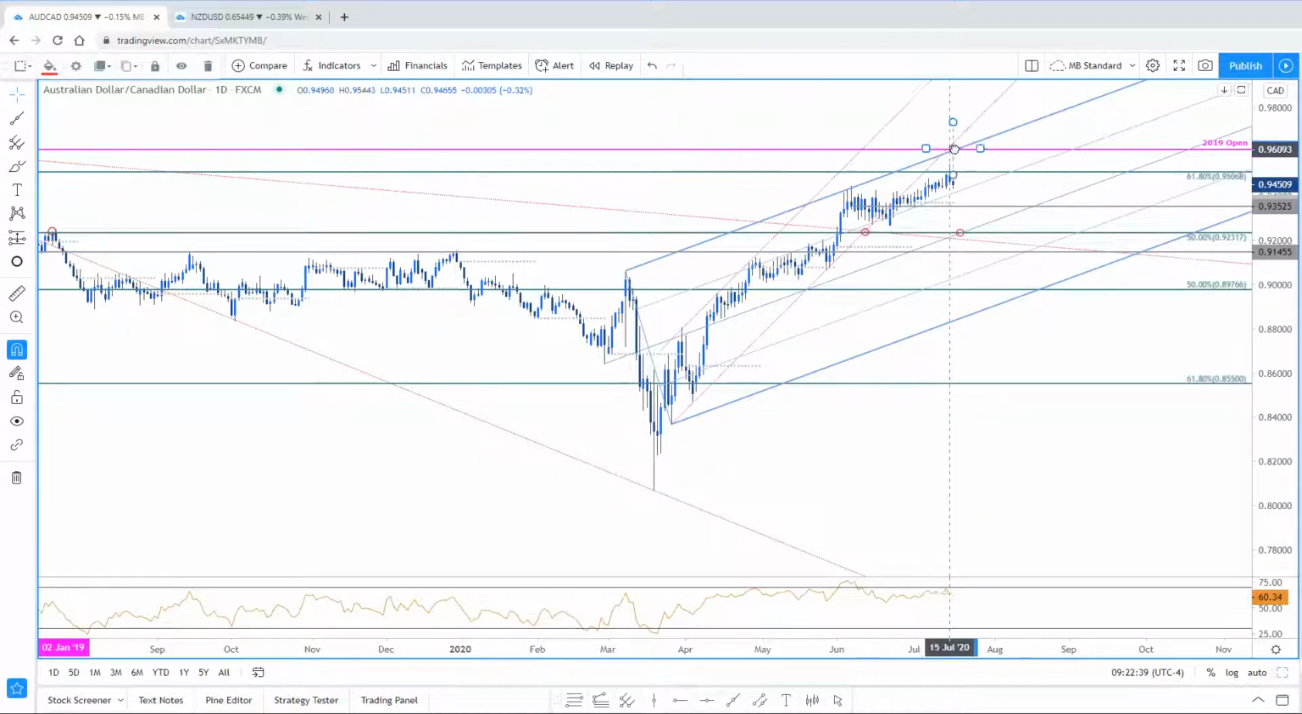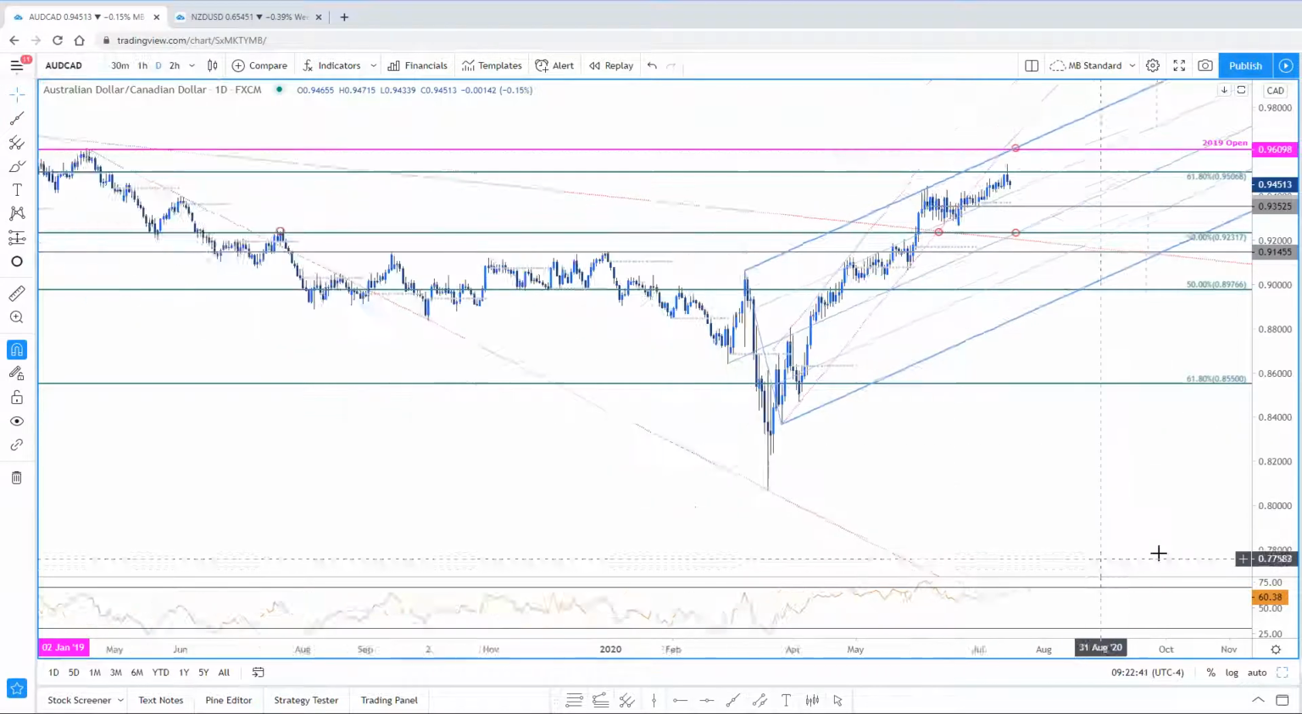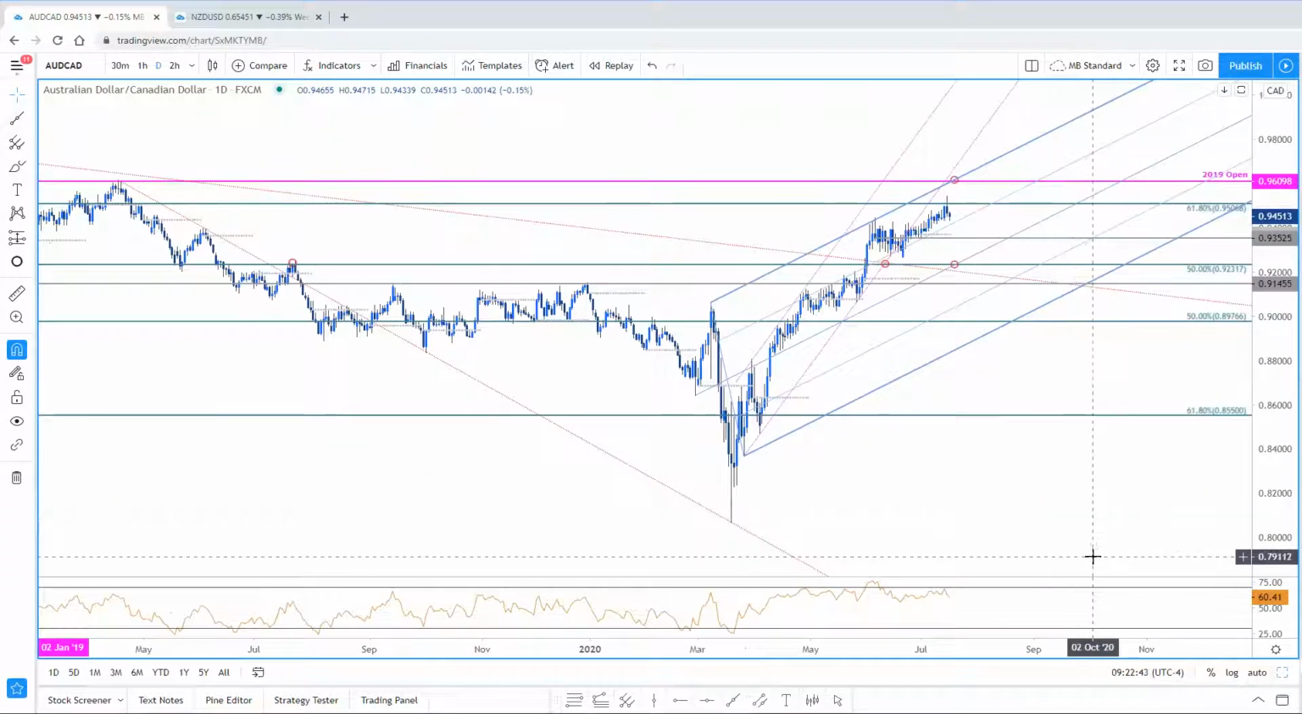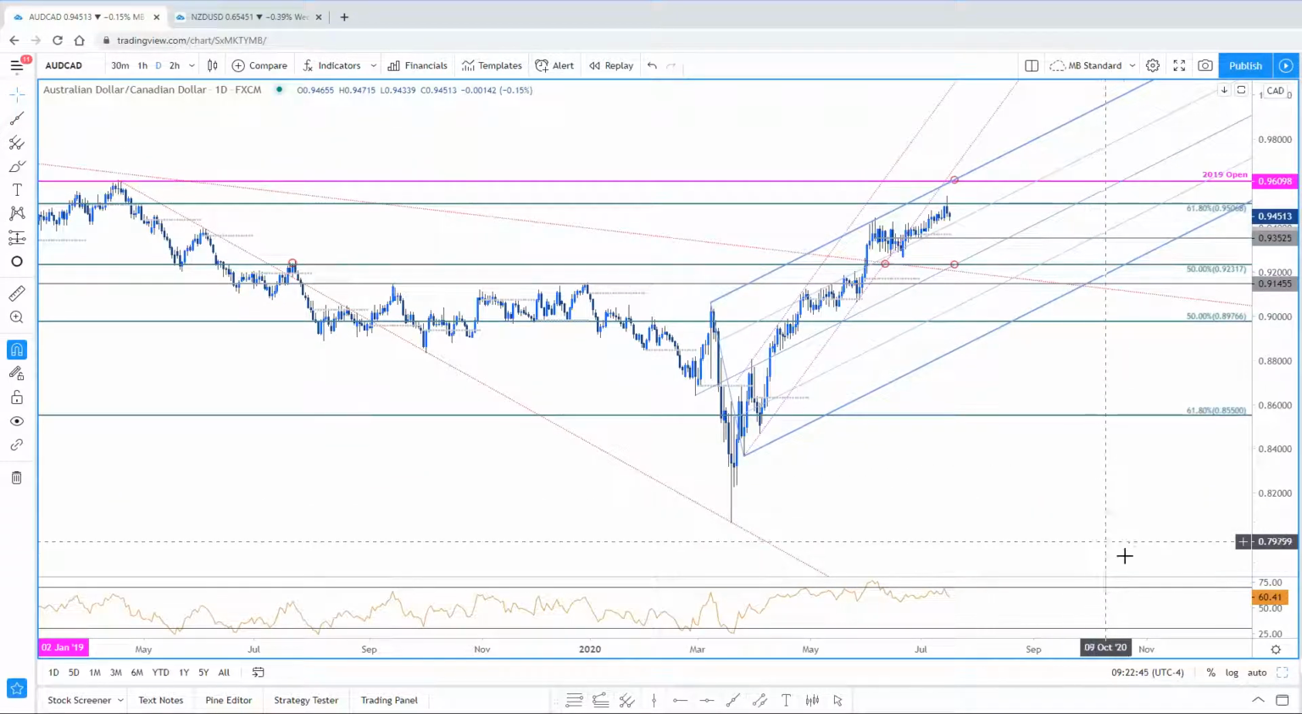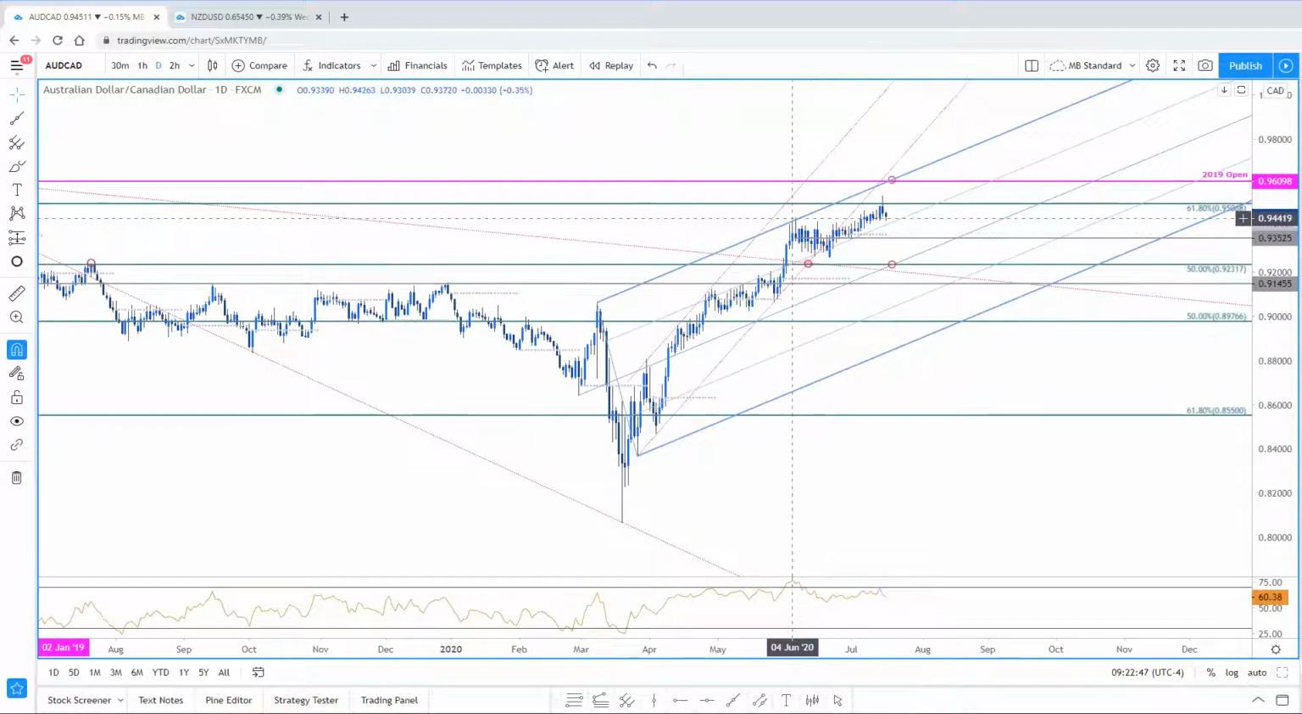Key resistance right into the 96 handle. You're getting radical divergence coming off of upslope resistance. We never got a correction off that move that we made back in June. I'd be looking for an exhaustion high ahead of 96. You need a break below, let's call it 93.50s for the correction.